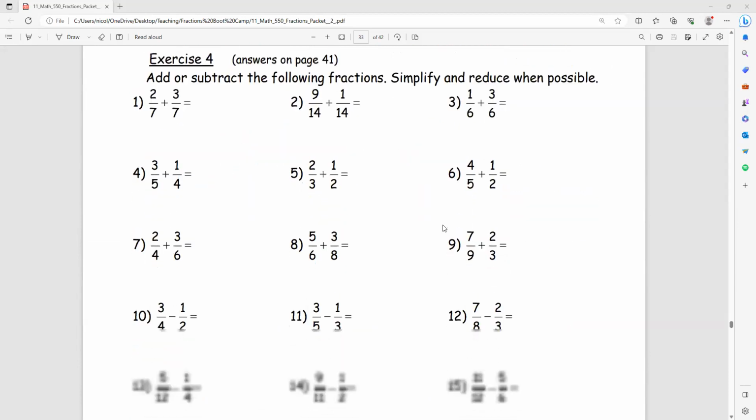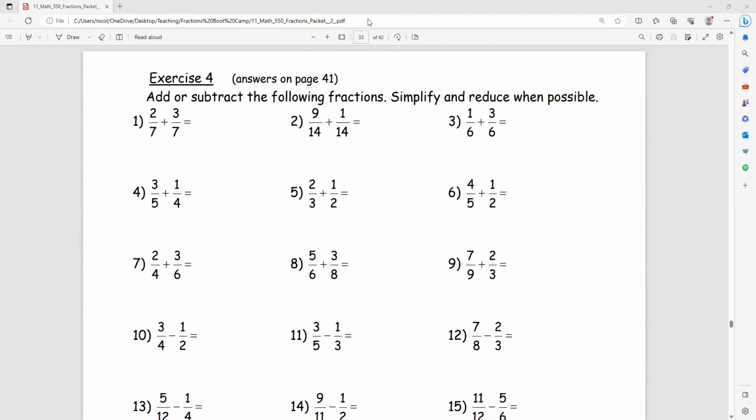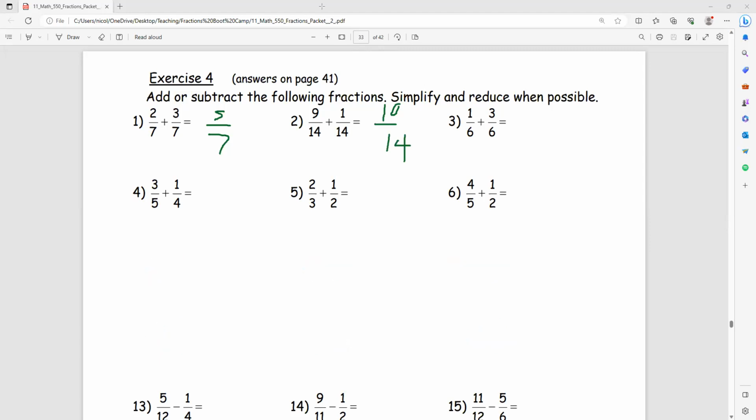Here we go, adding fractions. Common denominators, that's easy. Add the numerators, denominator stays the same. What about when we have to change the denominator, like for number 4? So the LCM, least common multiple of the denominators, is 20. So that means we're going to multiply the top number and bottom number for the first fraction by 4, and for the second one by 5, and then add them together and simplify if you can.